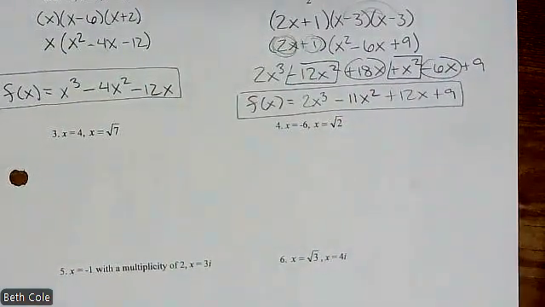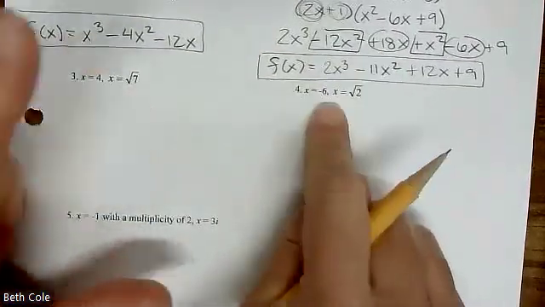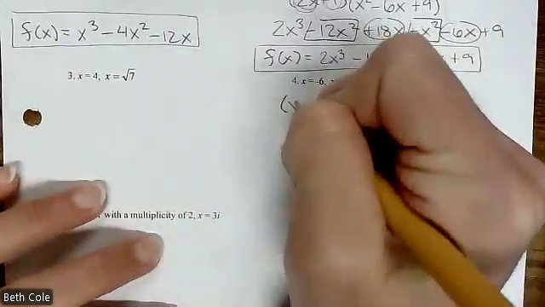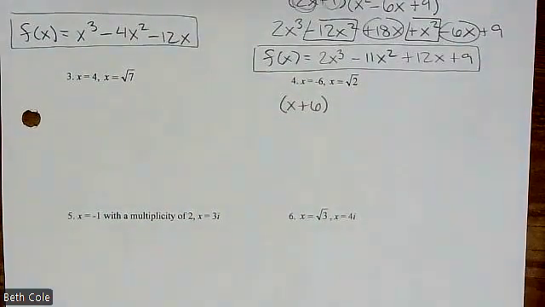And again, we might not do every single one on here. Let's do either 3 or 4. They're kind of the same type of problem. Which one do you want? 4. Okay. So if you have negative 6 as your 0, your factor is x plus 6.